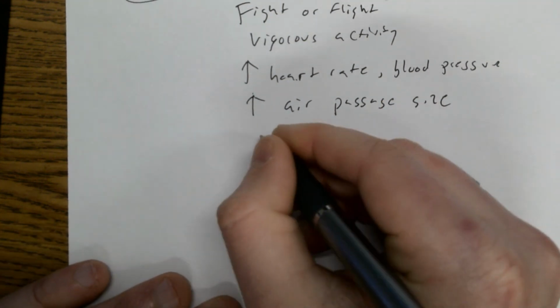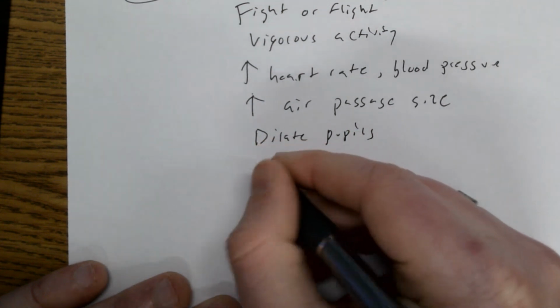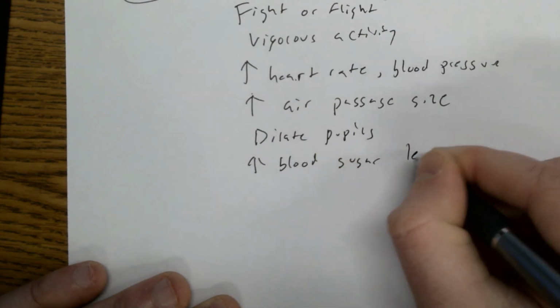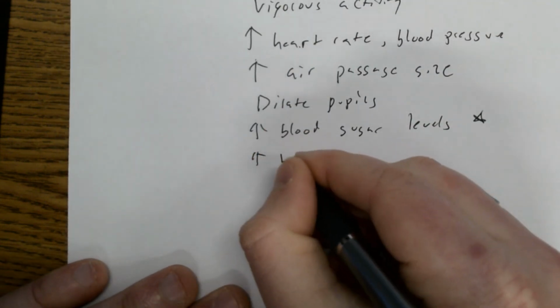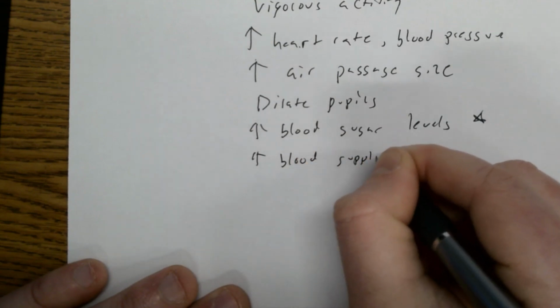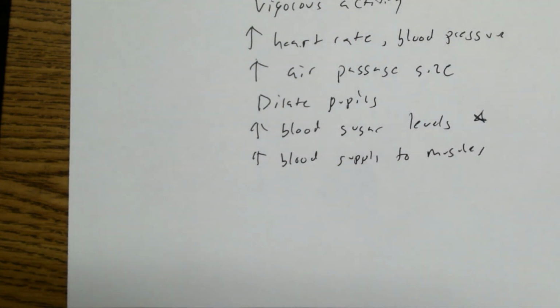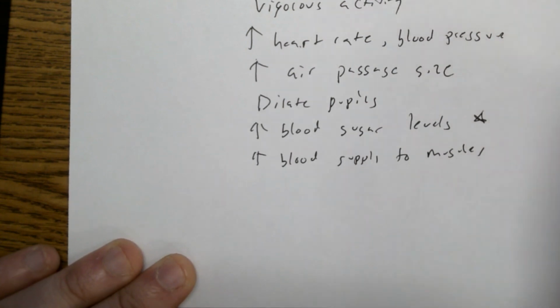It's going to dilate your pupils, make big eyes. It's going to increase blood sugar levels. So you should know how that happens, right? It's a good review. It increases blood supply to muscles. So this is a good example of a hormone not being super targeted. It acts on a lot of different things to trigger all of these different things so that you're ready to fight or flight. It comes from the adrenal gland.